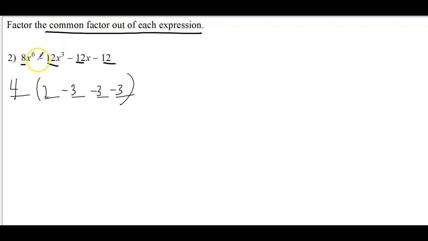Now the next thing you want to do is take out some x's if possible. This one has 6 x's to give. This one has 3 x's to give. This one only has 1, and this one actually doesn't have any x's to give. Since this one doesn't have any x's to give, that means we can't take any x's out. So they're all going to stay the same. So this is going to be x to the 6th, x to the 3rd, x, and that's it.